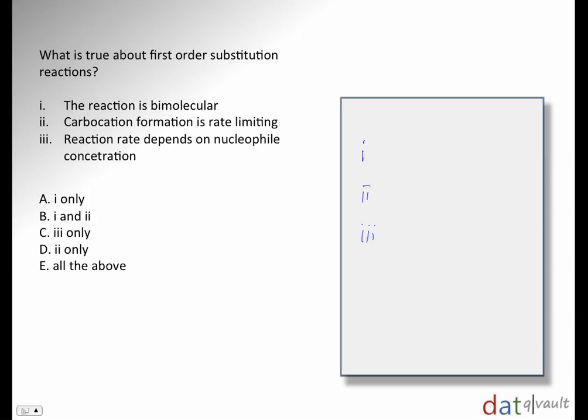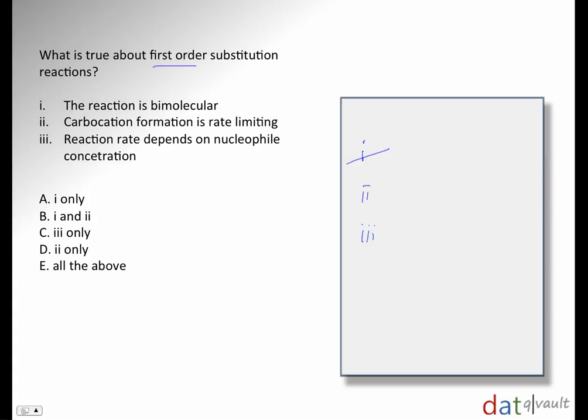Let's go over the first possible answer. It says a first order substitution reaction mechanism is going to be a bimolecular reaction. So first order means unimolecular, so only one molecule is involved in the rate limiting step of the reaction. So the reaction cannot be bimolecular because it's first order, so that answer is completely false.